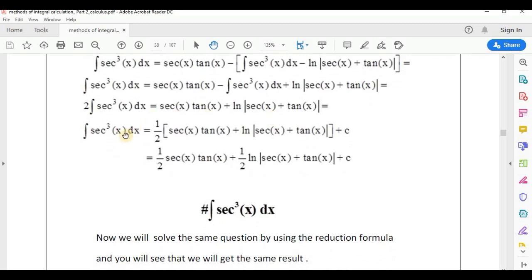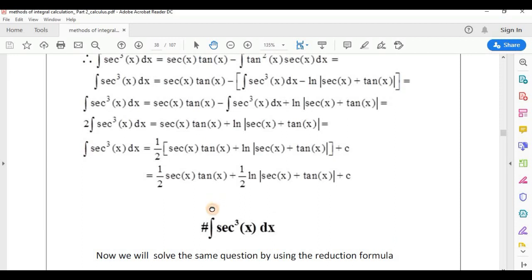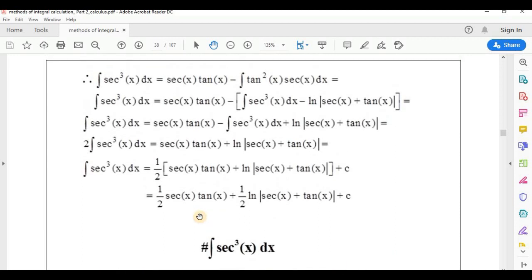Now the integral is already solved. We just divide both sides by the number 2, and we will get the final result of this equation. It is simple and easy.